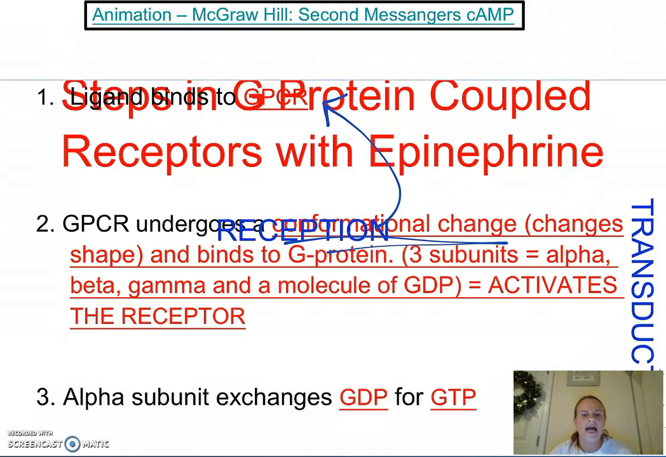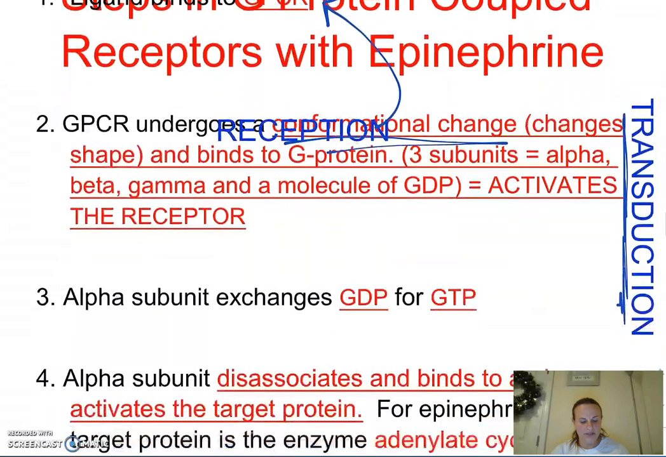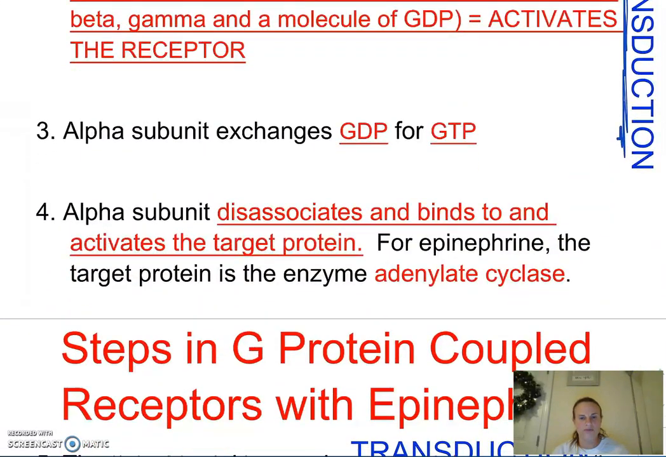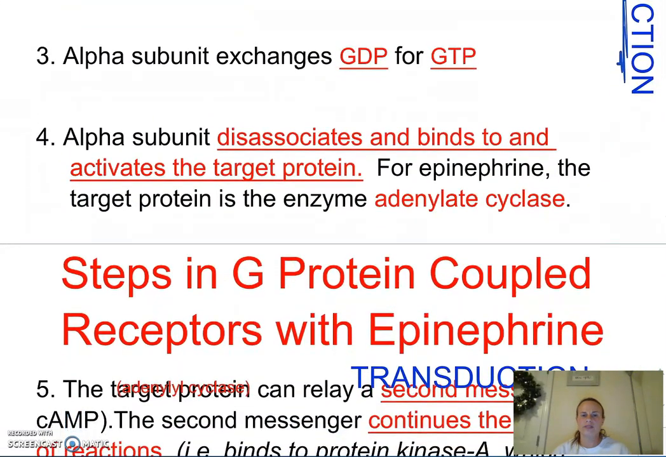It changes shape and it binds to the G protein, where the G protein is made up of 3 subunits, an alpha, beta, gamma, and it has a molecule of GDP. That's activating the receptor. So now we've started transduction because we've undergone a conformational change. That alpha subunit exchanges GDP for GTP, and the alpha subunit dissociates, binds to, and activates the target protein.